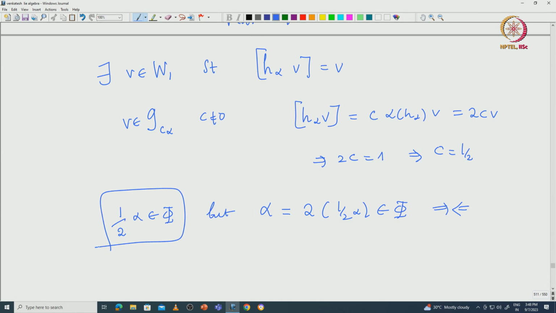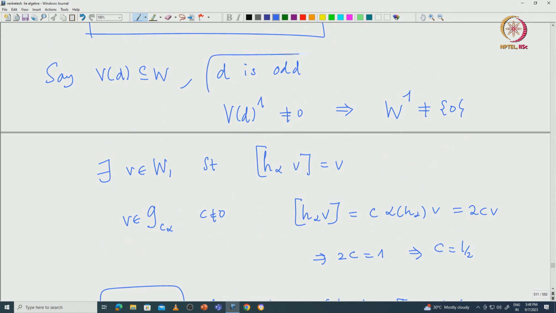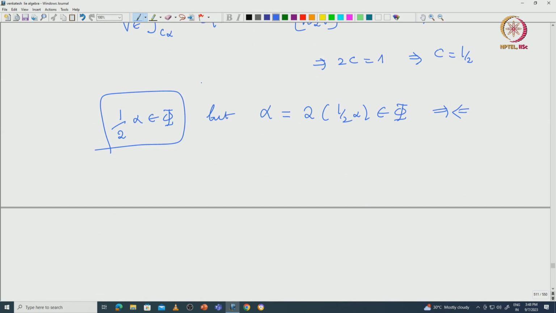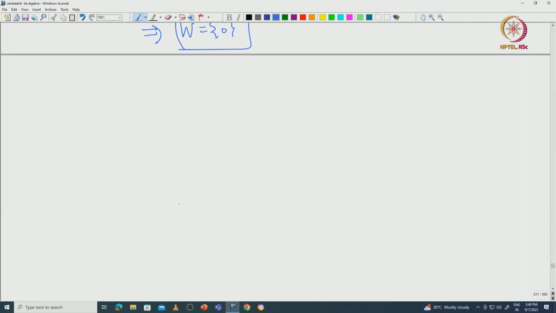So, that proves that D cannot be odd as well. Since D cannot be even as well as odd, there is no option for D. So, that proves that W must be 0. This forces W to be 0, there is no other option. So, the U that we constructed, which is H direct sum G C alpha with C non-zero, is exactly equal to the kernel alpha direct sum SL2 of alpha.